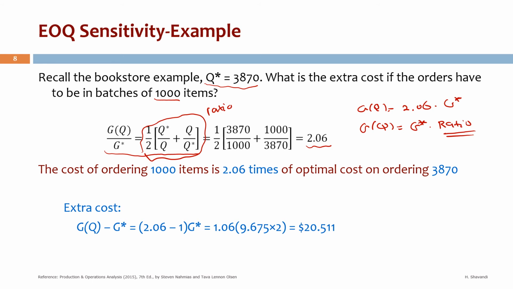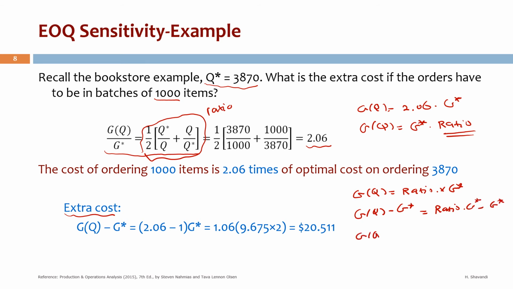Okay. And if we want to calculate the extra cost here, the extra cost will be this. So we do have this equation, GQ equals the ratio times G star. If we subtract G star from both sides of this equation, we will have GQ minus G star equals ratio times G star minus G star.